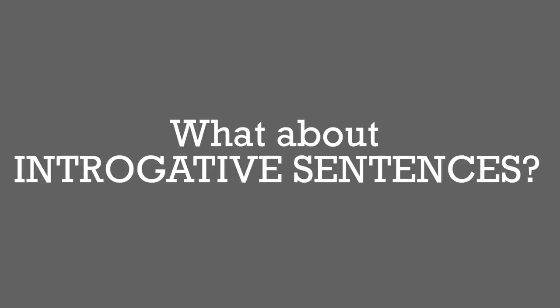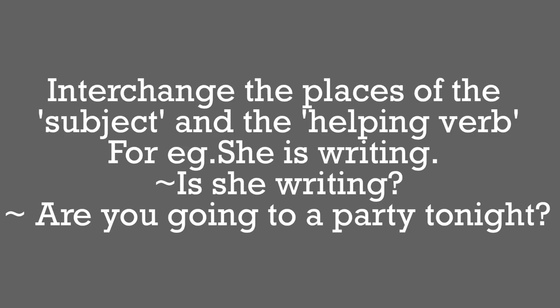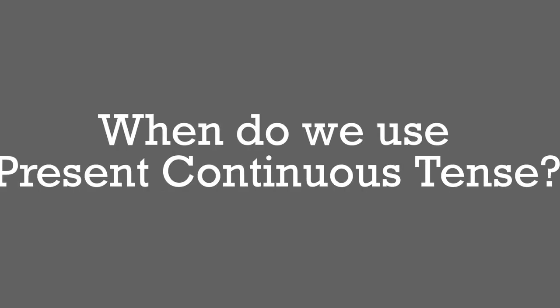What about interrogative sentences? Simply interchange the positions of the helping verb and the subject. She is writing becomes, is she writing? Are you going to a party tonight? And so on. Now the question is, when do we use present continuous tense?